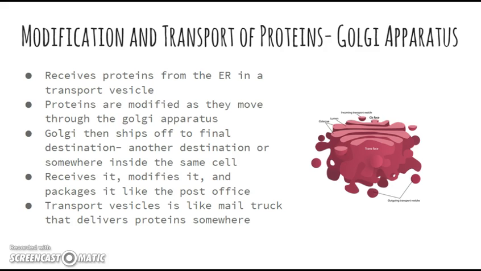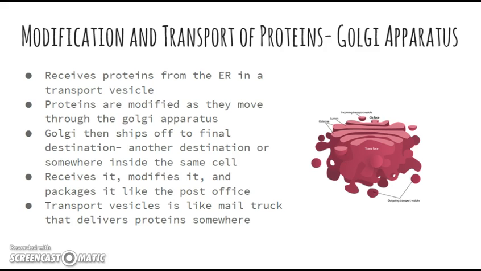So we're going to receive proteins from the endoplasmic reticulum in a transport vesicle, and proteins are modified as they move through the Golgi apparatus. So we're going to just look at them, and we're going to make sure they're usable and there's no big mistake that's been made. And then the Golgi is going to ship them off to the final destination, another destination somewhere in that same cell, or it could be another cell completely.